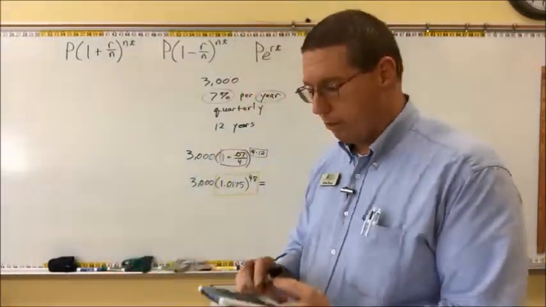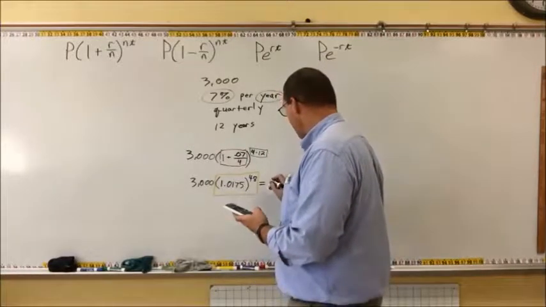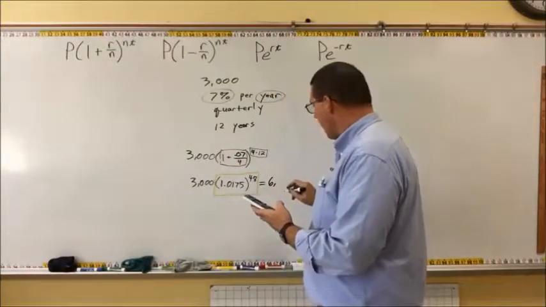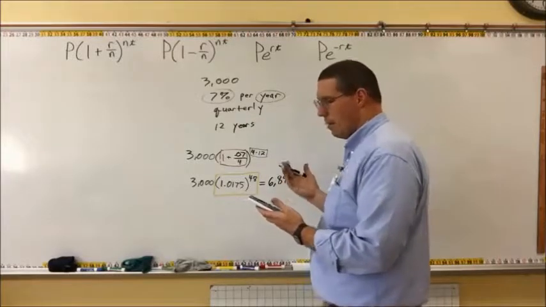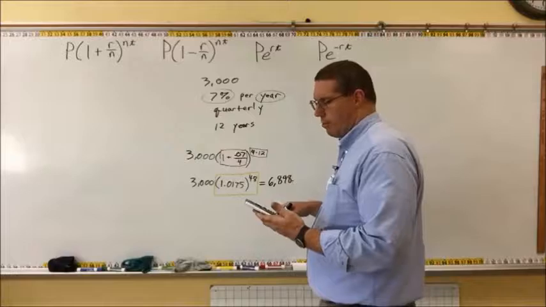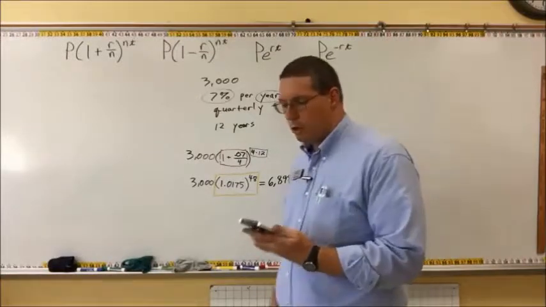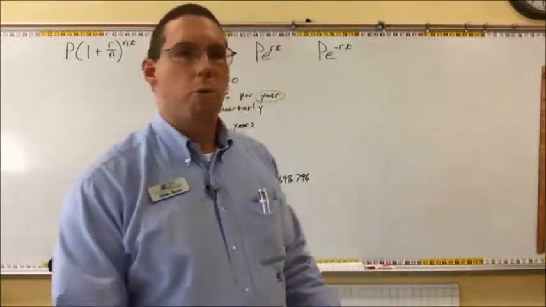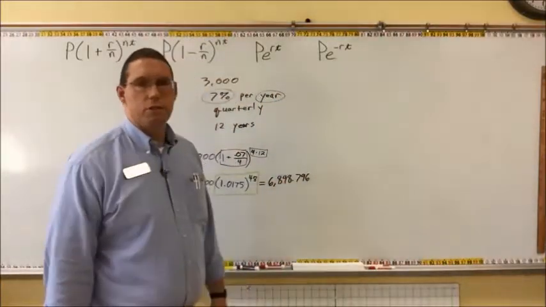Now I'm going to multiply by 3,000, and that gives me 6,898.796. I'm going to go maybe 3 decimal places. And it really depends on how large your number is. Sometimes I won't go any decimal places, okay? But I'm going to go ahead and do that for now just in case, okay?